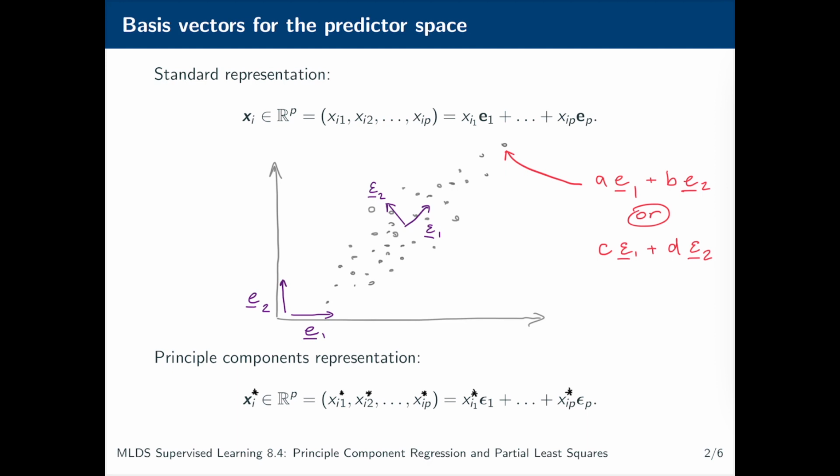The thing that we particularly like about this representation is that it puts an ordering on our basis vectors, these vectors epsilon1, epsilon2, and so on. The majority of the variability within our covariates is going to be in the direction of epsilon1. Given that variability, the next largest amount of variability is going to be in the direction of epsilon2, and then epsilon3, and so on, all the way through to the direction of epsilon p, which describes the least variability within our data. This gives us a way of cutting down on the number of covariates that we're going to use within our model, and doing so in a structured way.